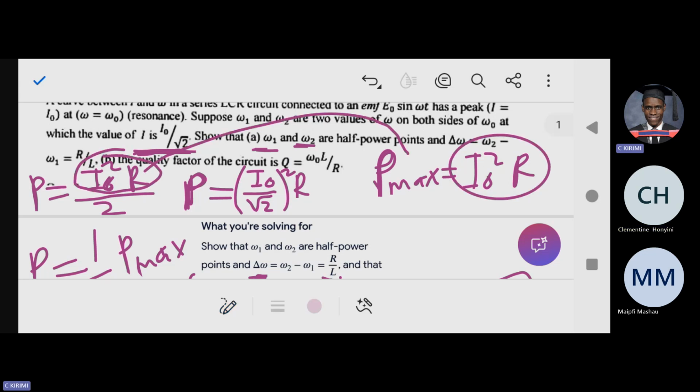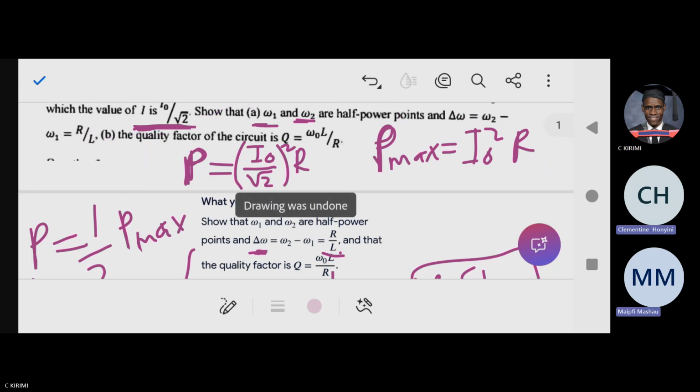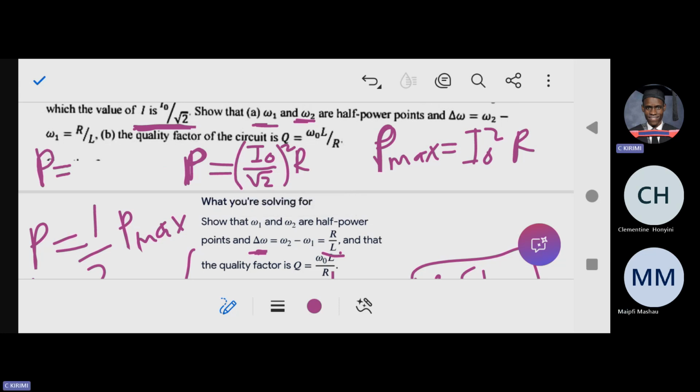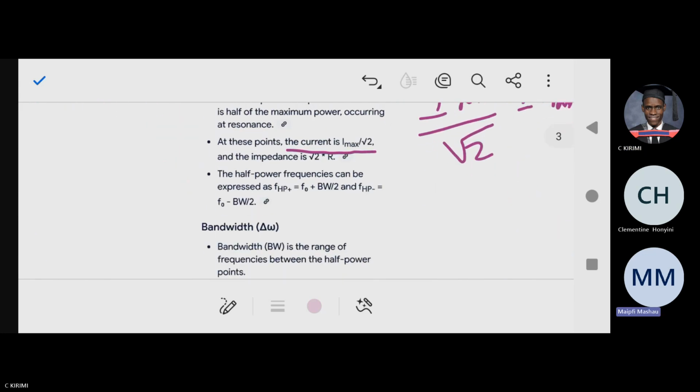So in other words, instead of writing I naught squared, now I'm going to write P is equal to, instead of writing I naught squared R, I'm going to write P max. Then the 2 is there. So if I get that my condition has been met, the left-hand side is equal to the right-hand side, which I was trying to test. Therefore, I conclude that W1 and W2 are what? Half power points.